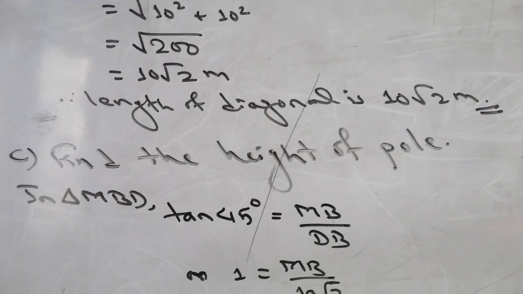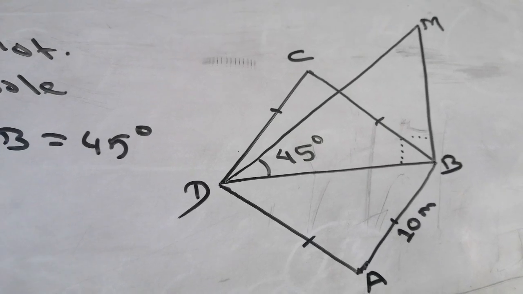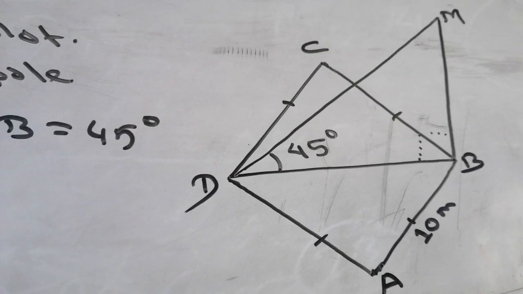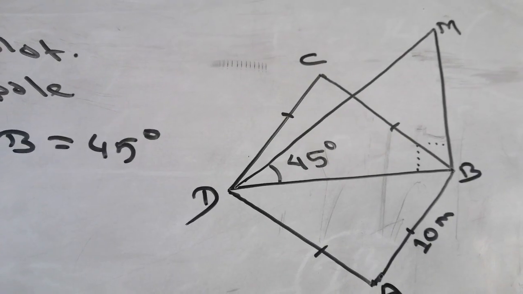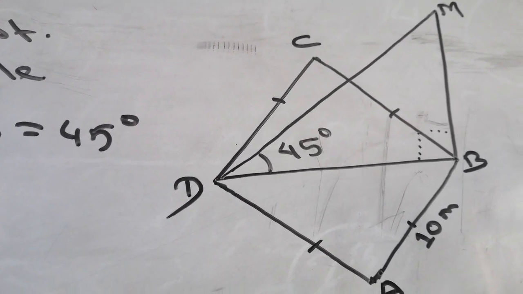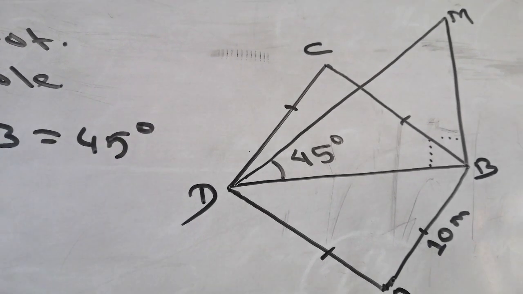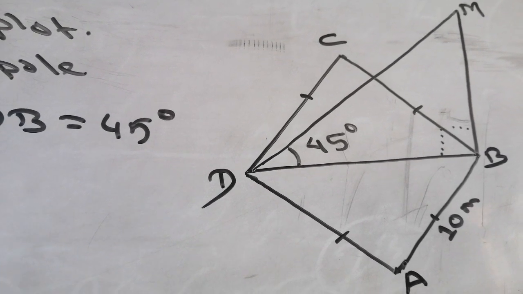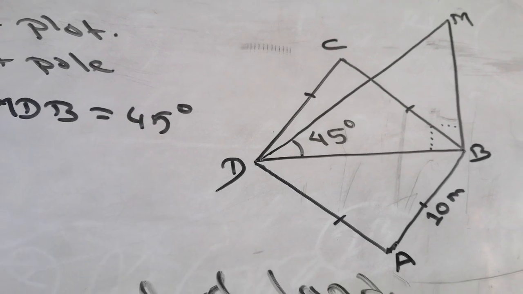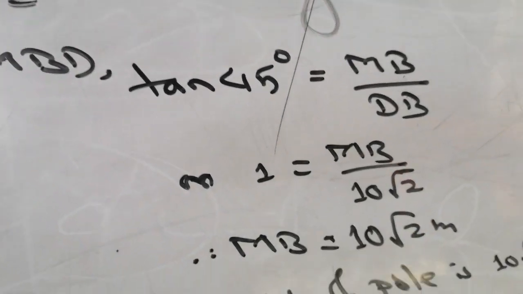Next we have to find out the height of the pole. That means the pole is MB, so the height of the pole MB we will find out by the trigonometric ratios sine, cos, tan. Here, taking reference as 45 degree, MB will be the perpendicular and DB will be the base. As the length of DB is known from the previous part, we go with the trigonometric ratio tan 45 degree. Tan is always the ratio of perpendicular by base. So tan 45 degree is equal to MB by DB.